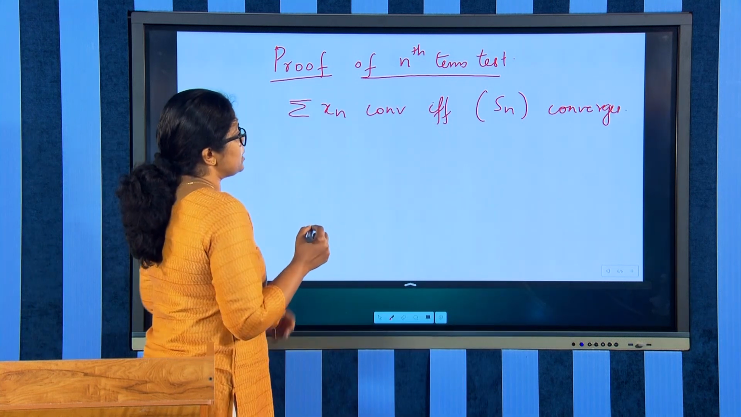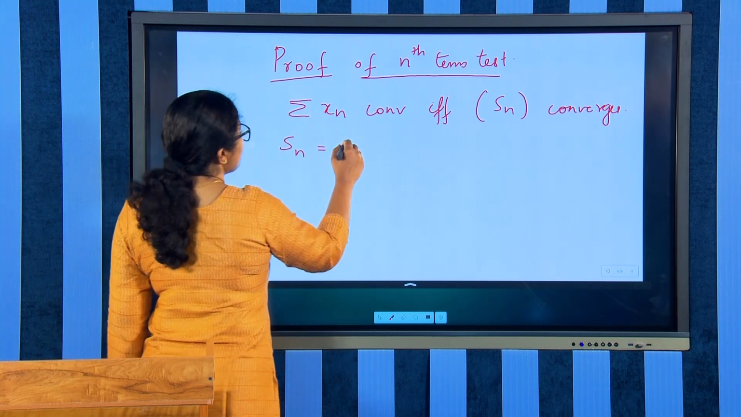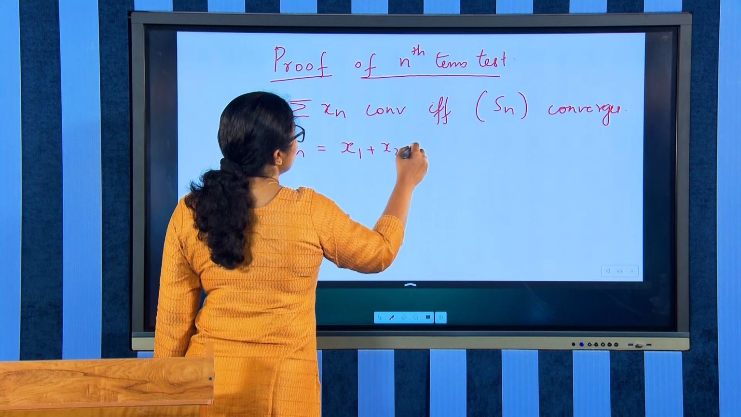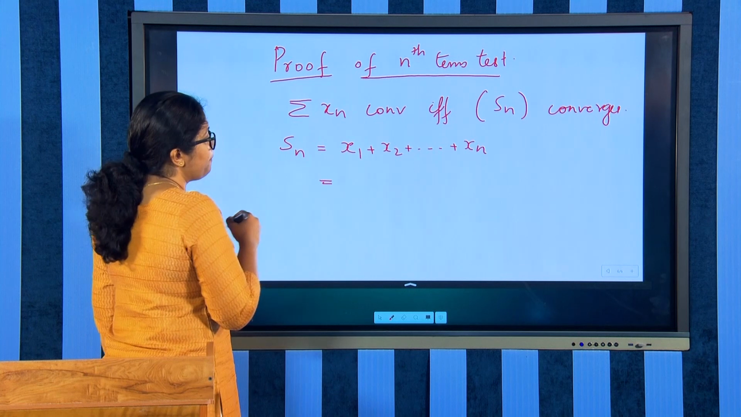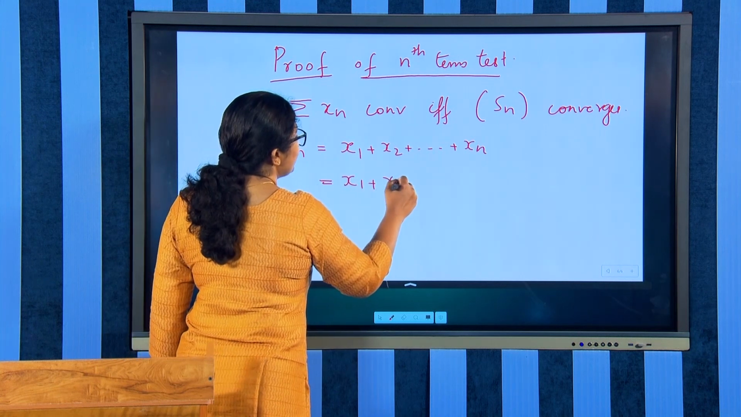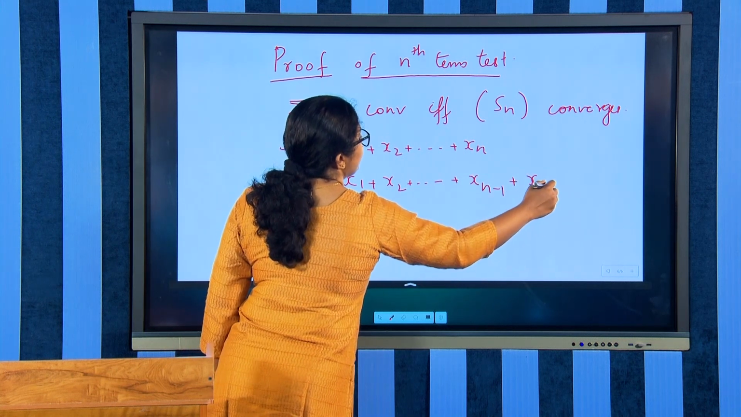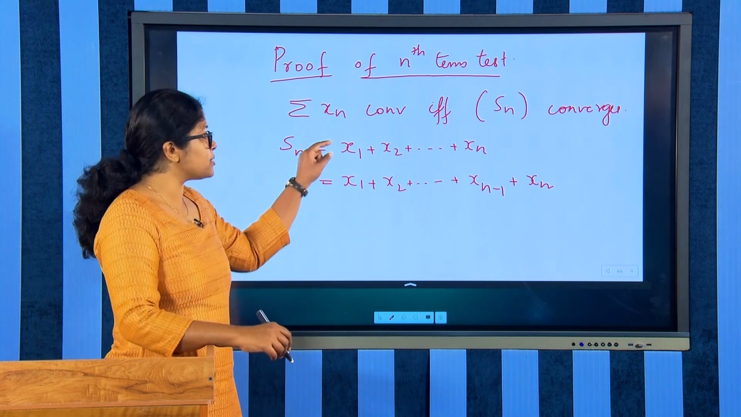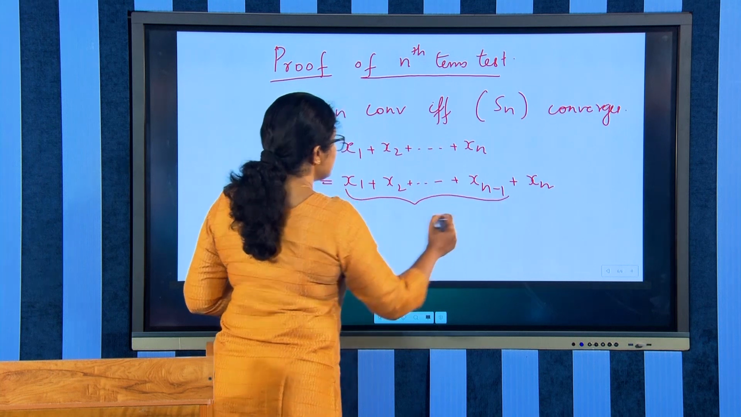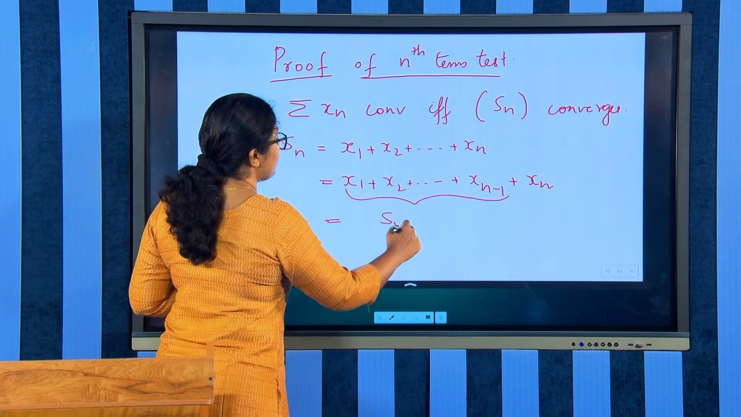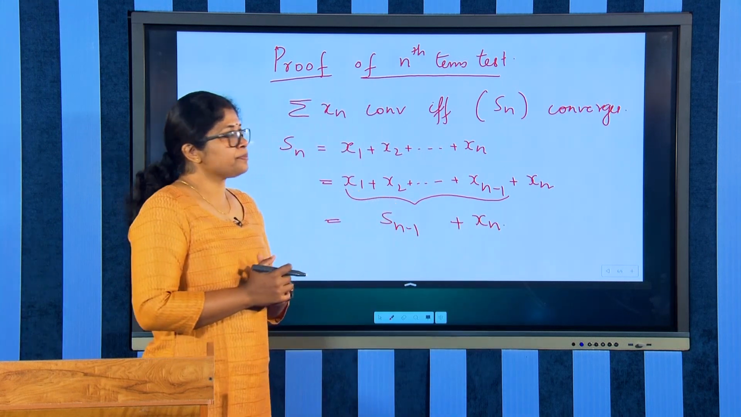Sequence Sn of partial sums converges. So, Sn was nothing but x1 plus x2 plus etc. up to xn, which is nothing but x1 plus x2 plus etc. plus xn minus 1 plus xn. So, we can even write the same expression like this. Look at the first n minus 1 terms. This much constitutes our Sn minus 1 plus the last term xn.